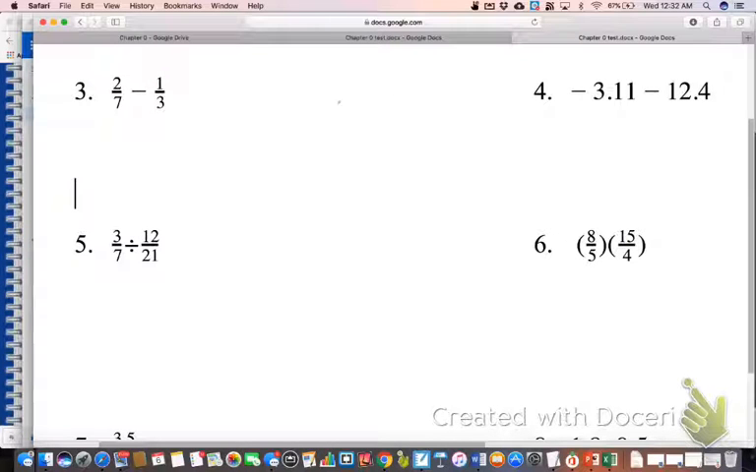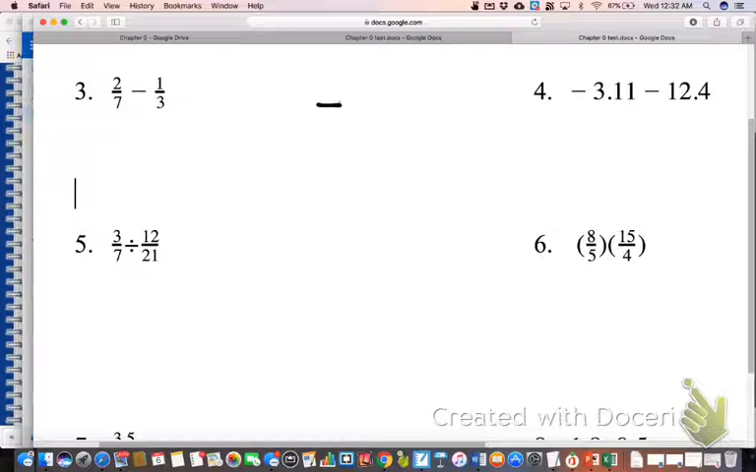For number 4, I've got a negative 3.11 take away another 12.4. So a good way to think about it is that I'm already in the hole $3.11, for example, and then I go down, that means I take away another 12.4. So I'm really just going to get more negative. So these are two negative numbers that I'm going to add together.